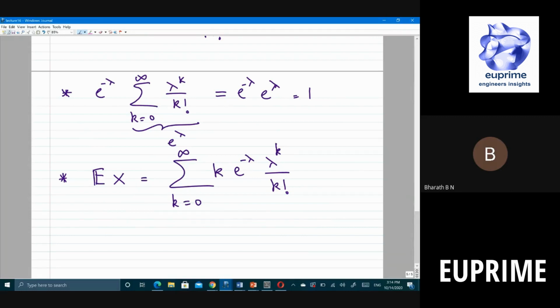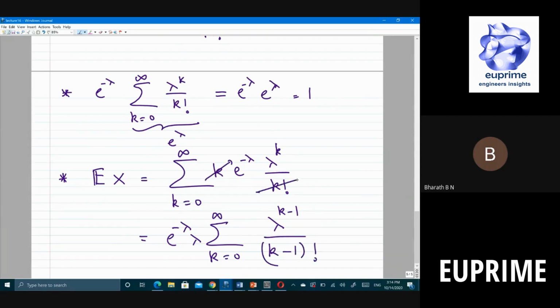What can you say about this? How do you compute this? Just expand it, there will be a cancelling by k. Then we have to take a lambda common. So let's do that: e power minus lambda, sum over k equal to 0 to infinity. I'll take k minus 1 and pull a lambda out, divided by k minus 1 factorial, because this k and this k factorial cancel to give k minus 1 factorial. Is this fine? Yes, sir.